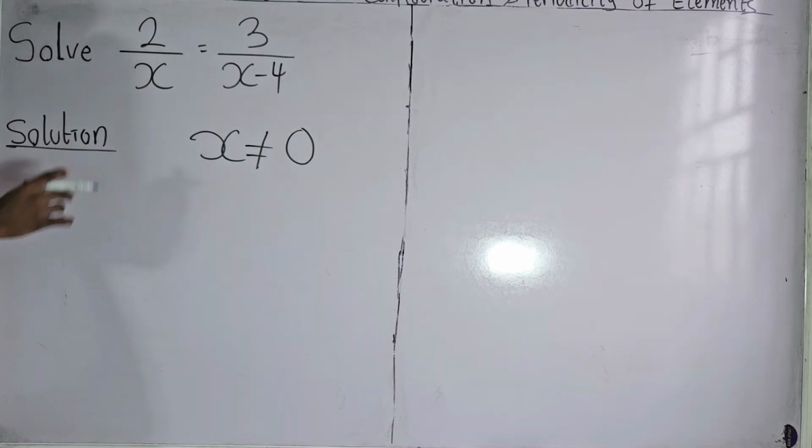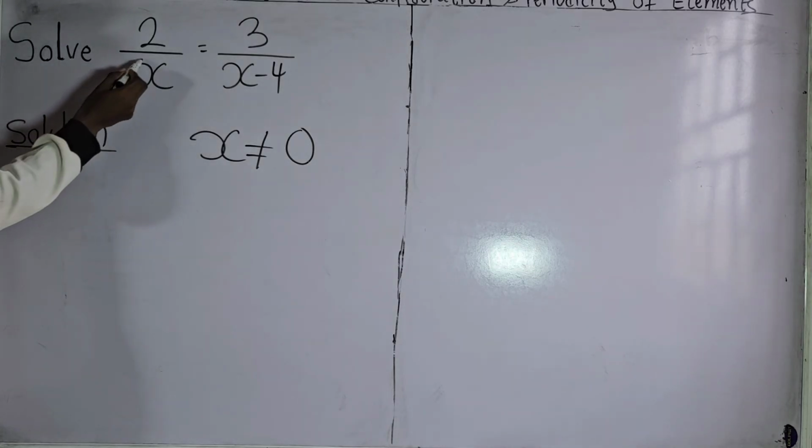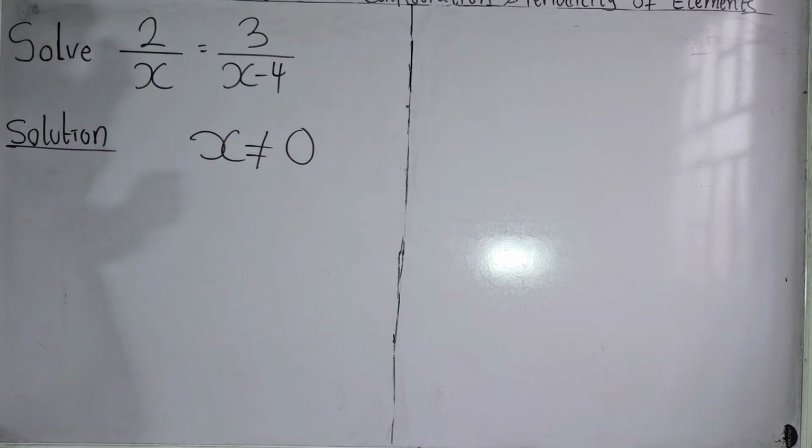Do you know why? If x is equal to 0, that means that we're going to have 2 divided by 0. And the ratio of 2 to 0 will be undefined. Are you getting it? Rendering the equation useless.